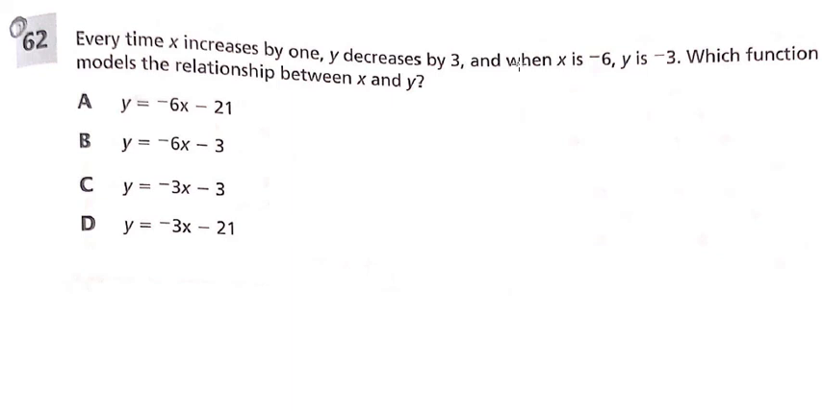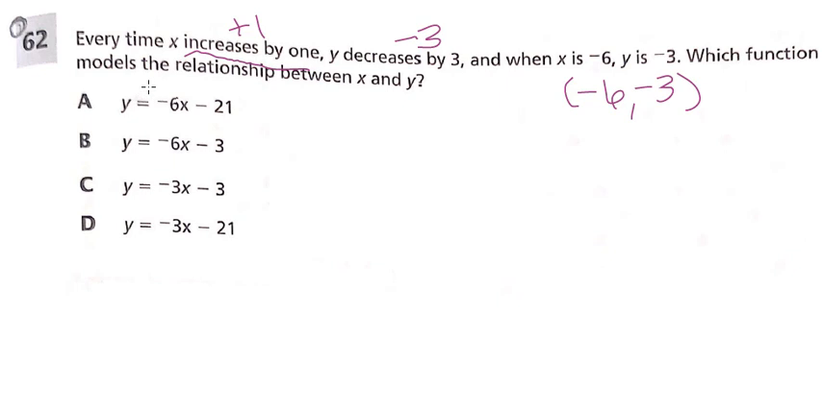So this question is a whole lot like one of the ones on the last assessment. So hopefully if you missed it on the last assessment, you watched the video and then surprise, you know how to do it now. But here we go. So it says every time x increases by 1, so that's plus 1 for x, y decreases by 3, so that's negative 3 for y. So it says when x is negative 6, y is negative 3. So that's an ordered pair of negative 6, negative 3.